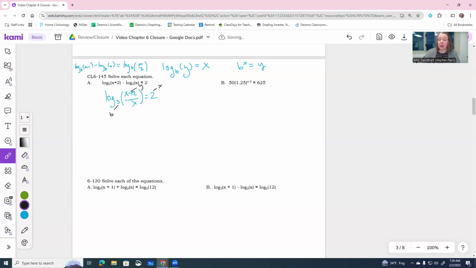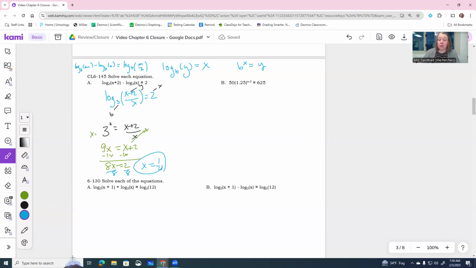I now want to rewrite it in this exponential form. So 3 to the second equals x plus 2 over x. And then to get rid of that x in the bottom, I'm going to multiply both sides by x. So this will be 9x equals, these cancel, so x plus 2. I'm going to subtract this 1x over here. So I'm going to have 8x equals 2, and then I'm going to divide both sides by 8, and I'm going to get x equals 1.